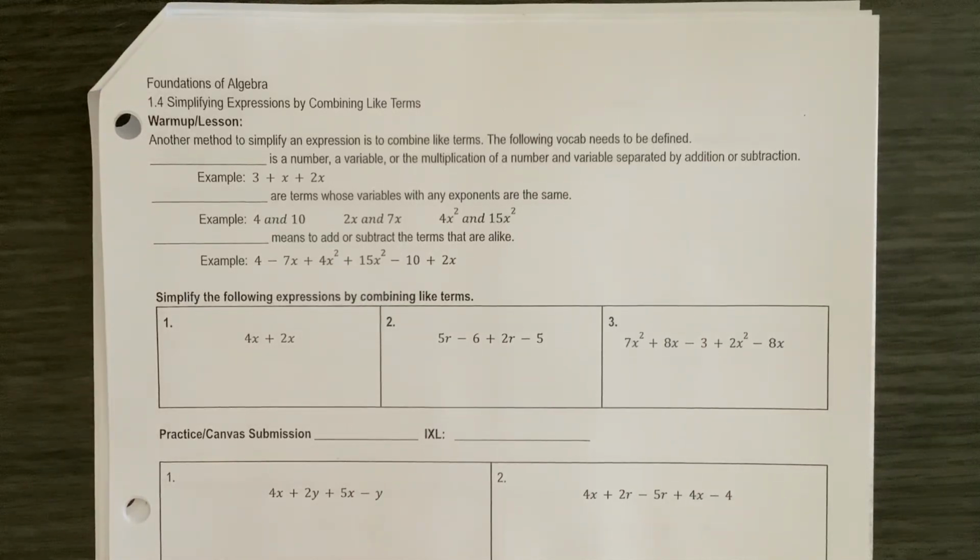Okay, so here's my next property. We just dealt with the distributive property. Now we're going to look at a property called combining like terms. Before we do this, we need to go through and talk about some vocabulary. Another method to simplify an expression is to combine like terms. The following vocabulary needs to be defined.